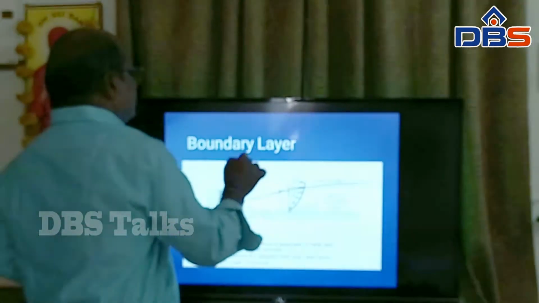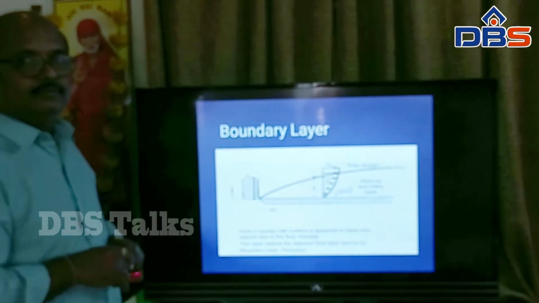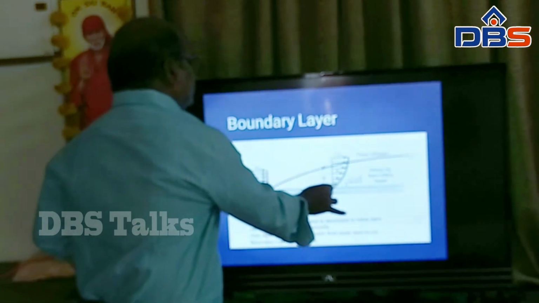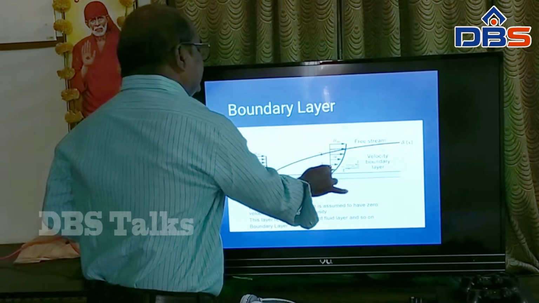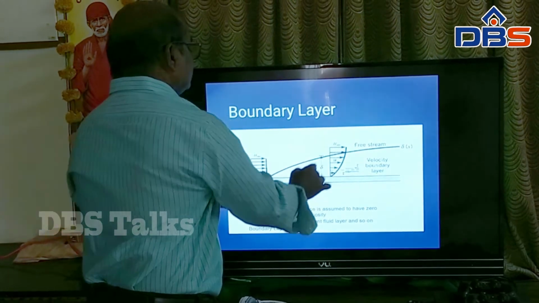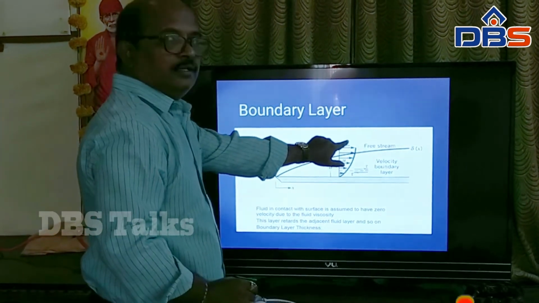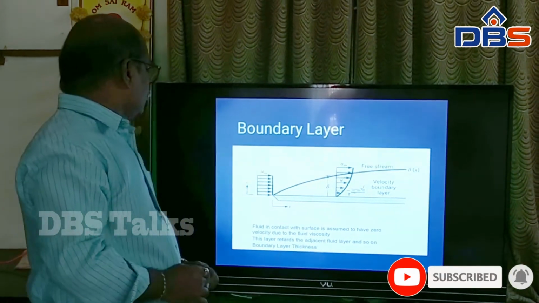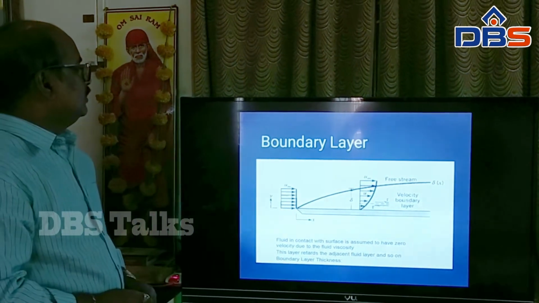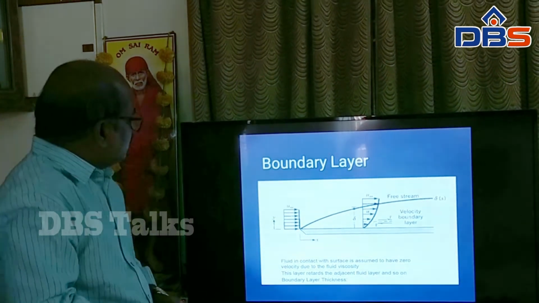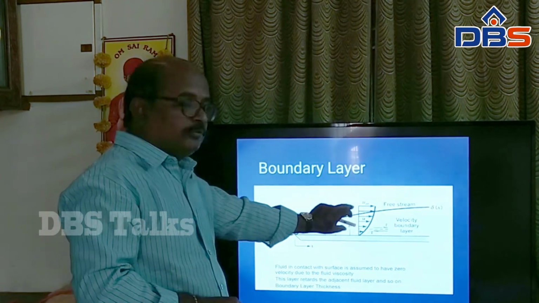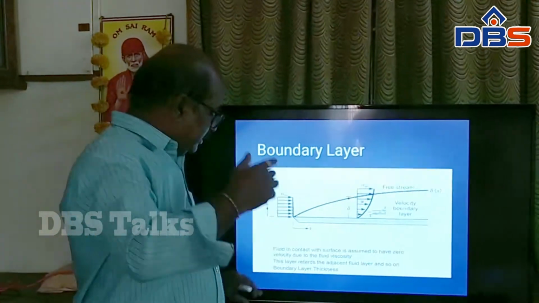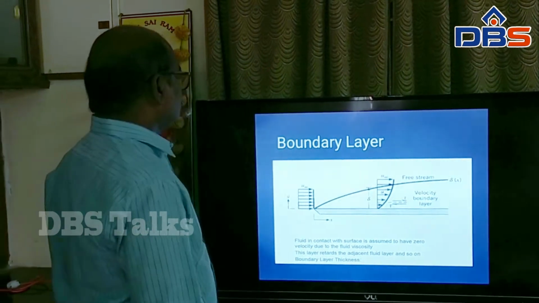And here we have to discuss what is meant by boundary layer thickness. From the surface of the plate, slowly the velocity increases. Where the velocity reaches 99% of the free stream velocity, that is called the boundary layer thickness. So here we are discussing the velocity boundary layer thickness. Similar to that, we have to discuss the thermal boundary layer also.